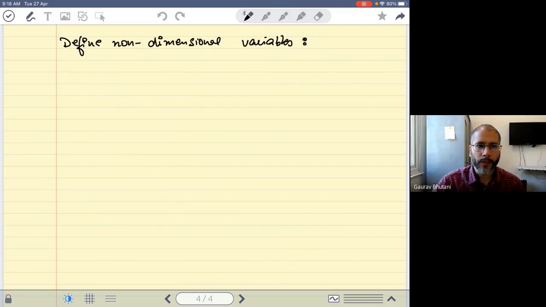Right, so let's define these variables. Let's say V star. The starred quantities will be non-dimensional variables. V star will be defined as the ratio of the velocity V to the inlet speed U. Now V star could be a component of velocity or could be the whole velocity vector. That doesn't matter. We'll non-dimensionalize all the velocity components using quantity U.